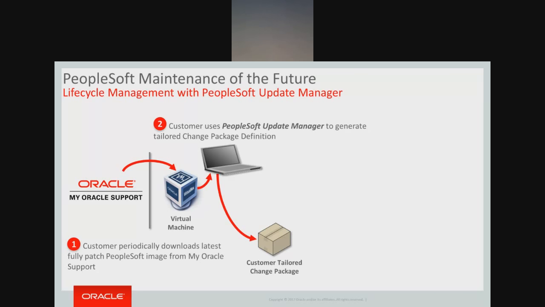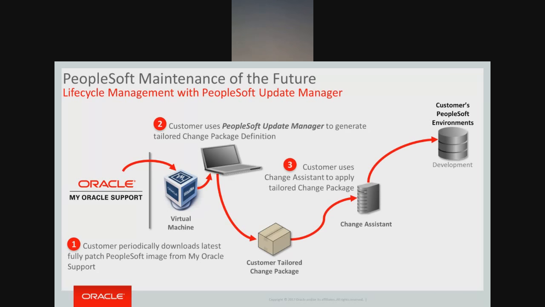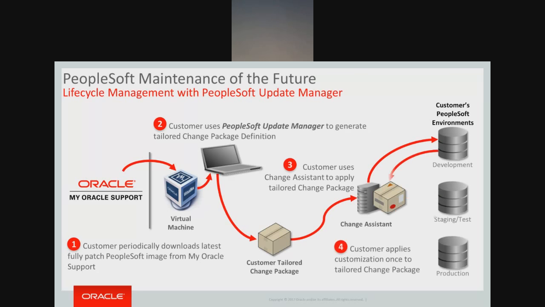Once you've done so, it creates a package that you could then apply through Change Assistant into your various PeopleSoft environments. Most of the time, you'll start out with your demo environment and then move up your test code. So here we are going from development, and you have staging and production. So you still have that flow to that process to test. You're in control. We're not pushing updates that you have to apply. There's no schedule involved. Nothing like that at all.